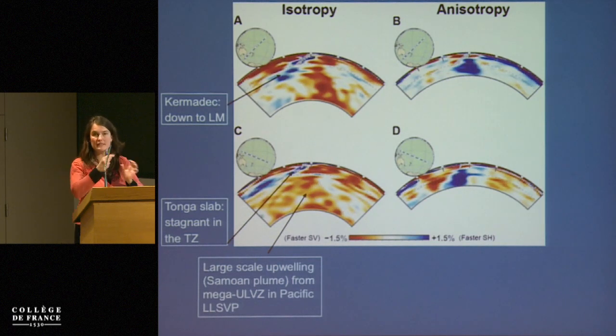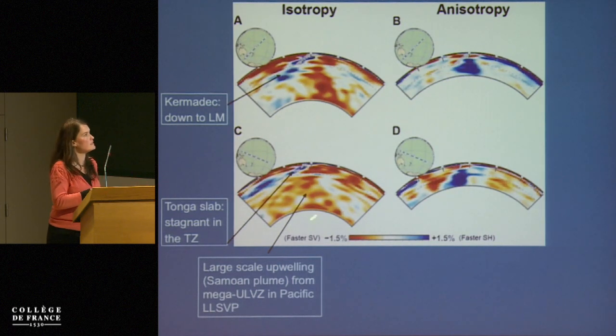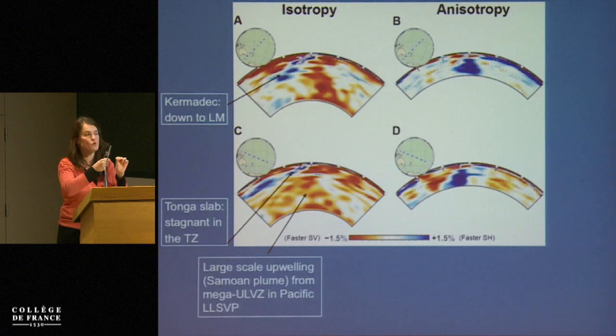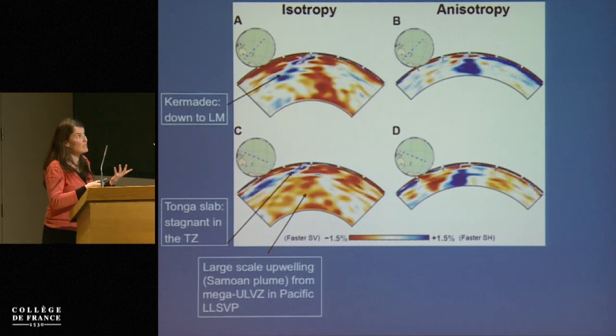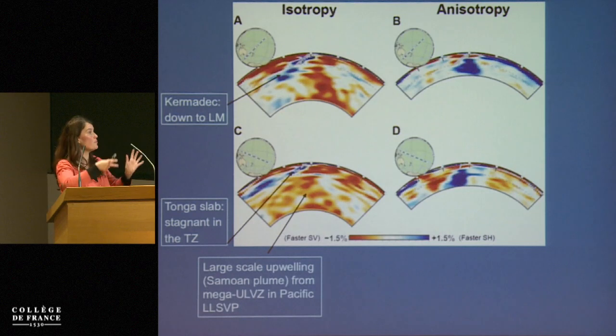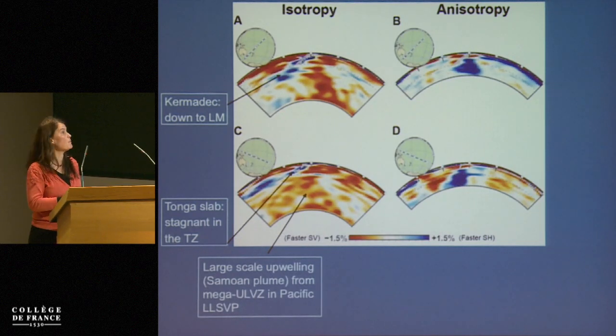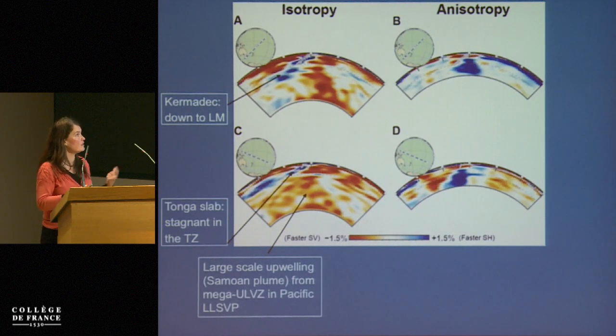We looked at it in quite a lot of detail, and it seems that this low-velocity anomaly matches quite nicely with the mega ultra-low velocity zone that has been reported for the Pacific LLSVP. And so we interpret it as perhaps being this massive upwelling that could correspond with the Samoa plume. There are surface observations that seem to match the plume.